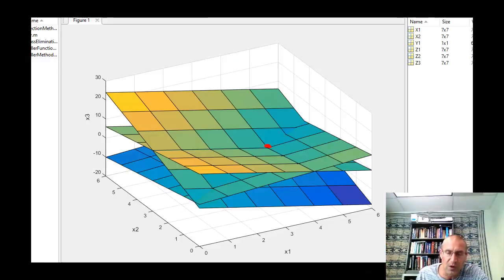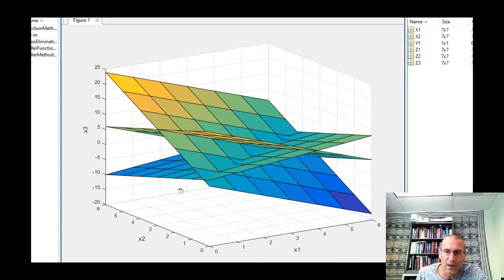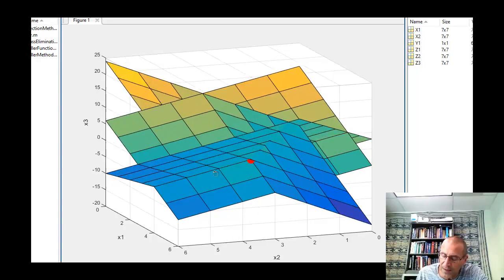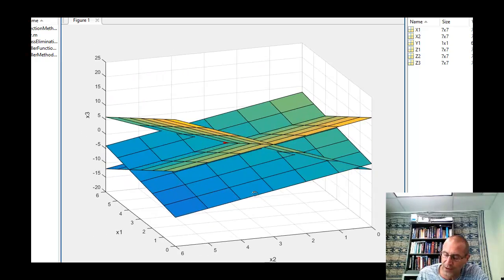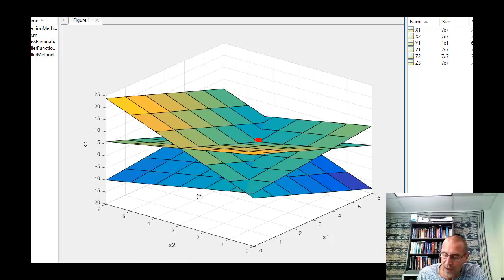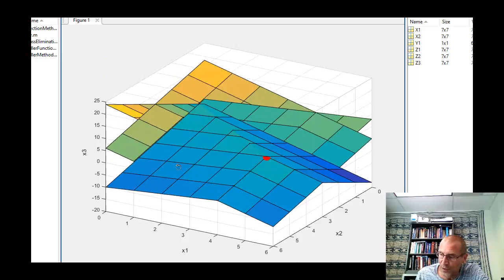If that image isn't real obvious, here I have a little video I just recorded where I'm rotating through the axes in MATLAB. And so you can kind of tell where the three planes intersect, and I've drawn a red dot where the solution to that system of three equations is.